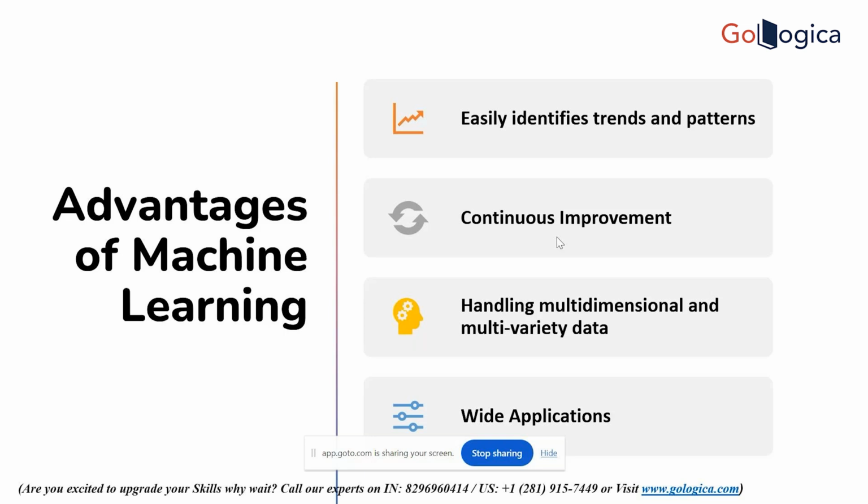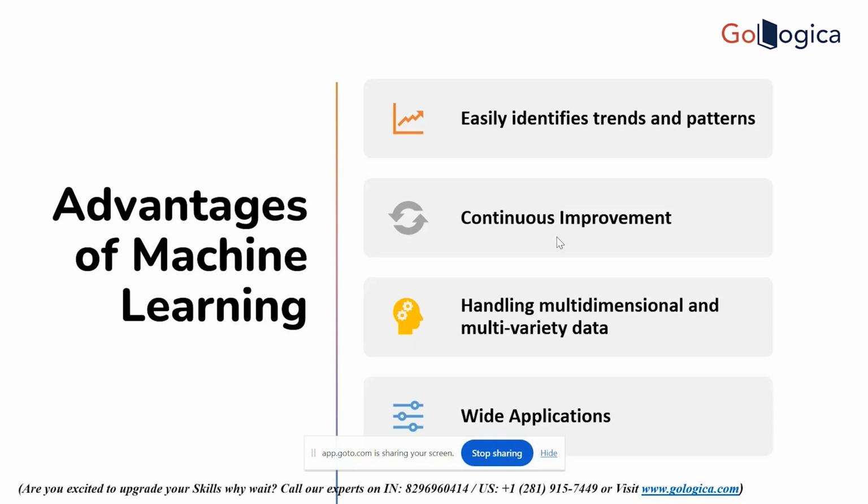The second is continuous improvement. We are continuously generating new data, and when we provide this data to the machine learning model, it helps us to upgrade with time and increase its performance and accuracy. We can say it is like gaining experience as they keep improving in accuracy and efficiency. This lets them make better decisions.